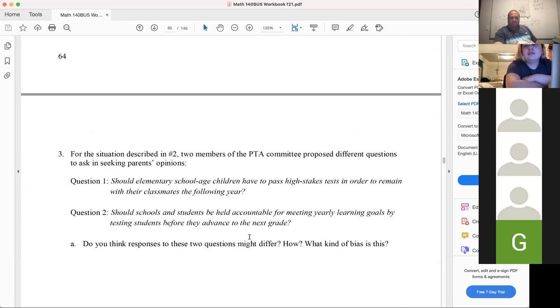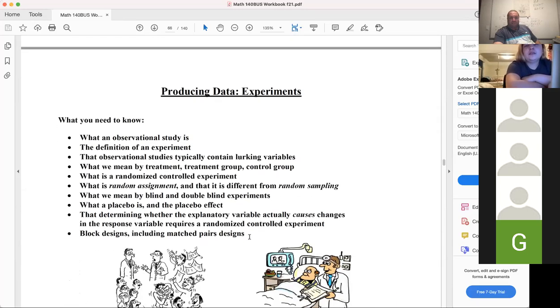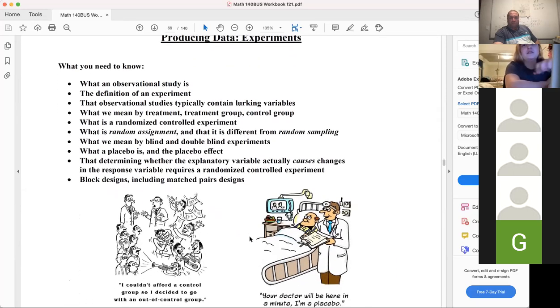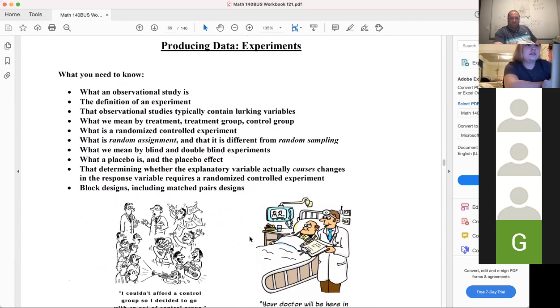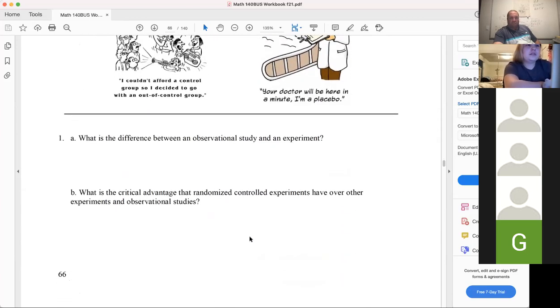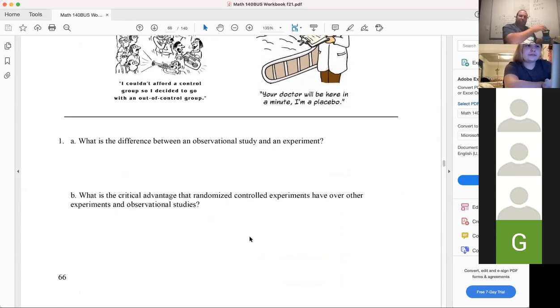That's chapter 8. Chapter 9. Now we do experiments. That was sampling. Now we do experiments. So what's the difference between an observational study and an experiment?